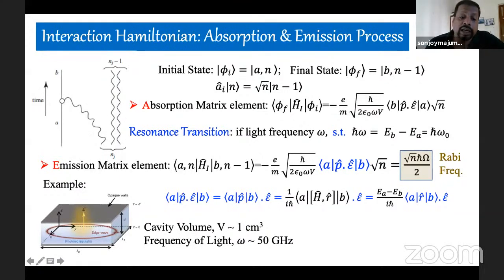To see an example, let us demonstrate. Let's say the electromagnetic field is confined inside a volume where the height, length, and width are all the same, 1 centimeter. So it is a 1 centimeter cube volume.